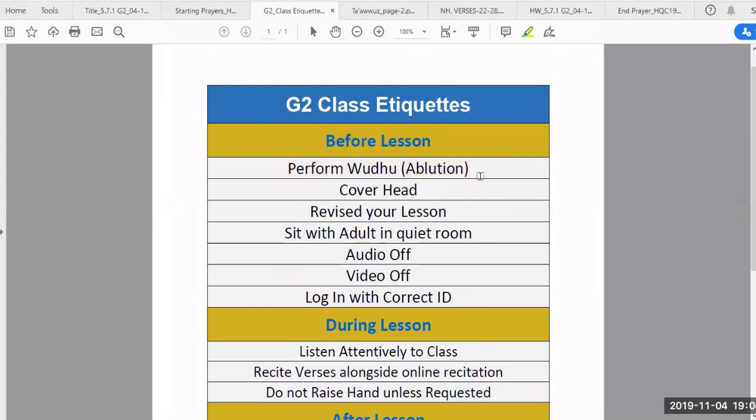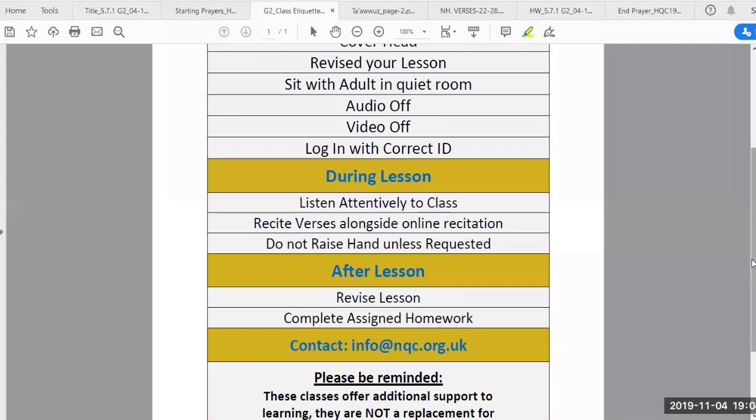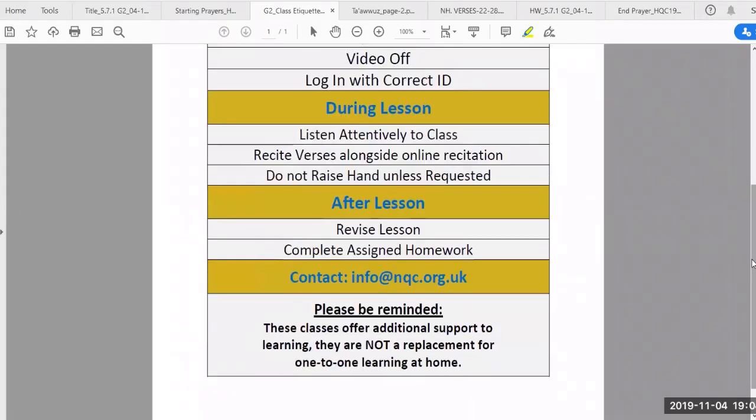Before the lesson, you should perform wudu ablution. You should cover your head, revise your lesson, sit with the adult in a quiet room, audio off, video off, and log in with the correct ID. During the lesson, you should listen attentively to the class, recite verses alongside online recitation. Do not raise hand unless requested. And after lesson, you should revise the lesson and complete assigned homework. You should contact info@nqc.org.uk. Please be reminded these classes offer additional support to learning. They are not a replacement for one-to-one learning at home.